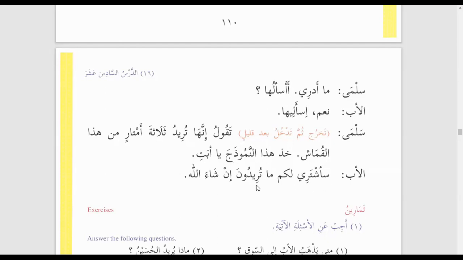Sa'ashtari lakum ma turiduna insha'Allah. Sa'ashtari, I will buy, lakum, for you, ma turiduna insha'Allah, whatever you want, if Allah wills. Okay, why is it turiduna? Why not turidna? Plural, because he's addressing his sons, right, sir?